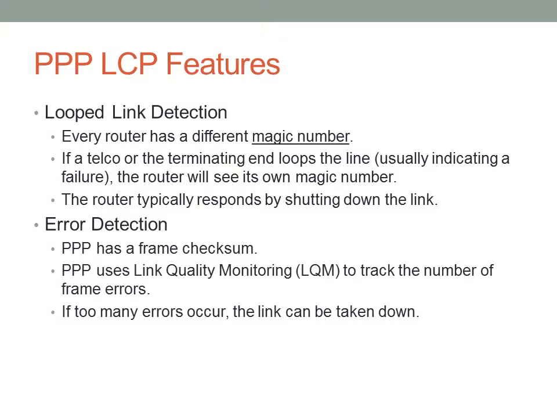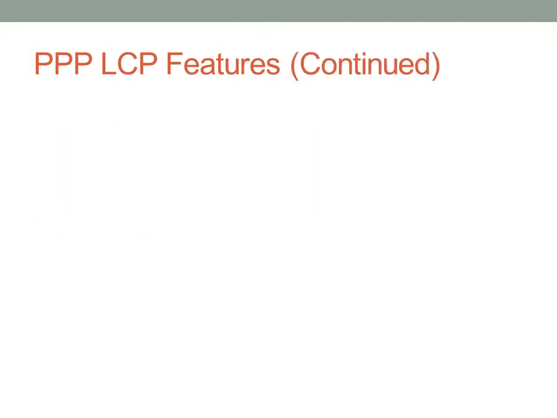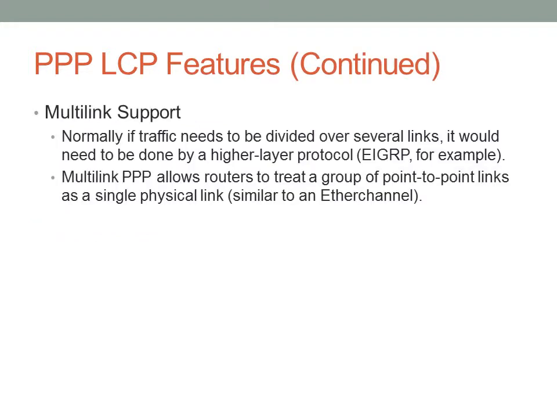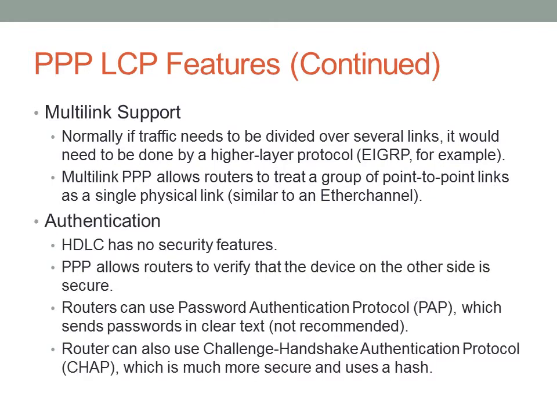PPP has a frame checksum, and it uses link quality monitoring to keep track of the number of errors. If there are too many frame errors, then the link is taken down so that you can deal with the problem. Some more features: multi-link support. Normally you have to divide traffic over several links, and you would do that with a higher layer routing protocol, but multi-link PPP allows routers to treat a single group of point-to-point links as a single physical link. In other words, if you have multiple leased lines, you can treat them like a single line.